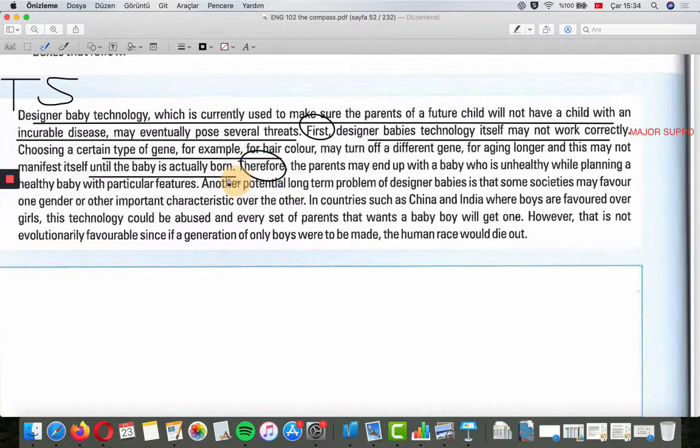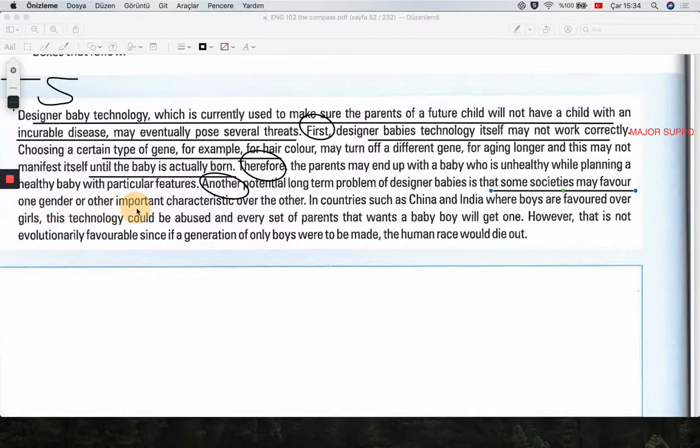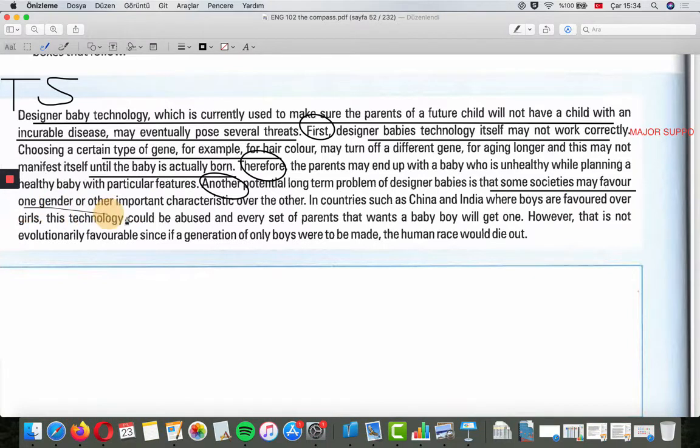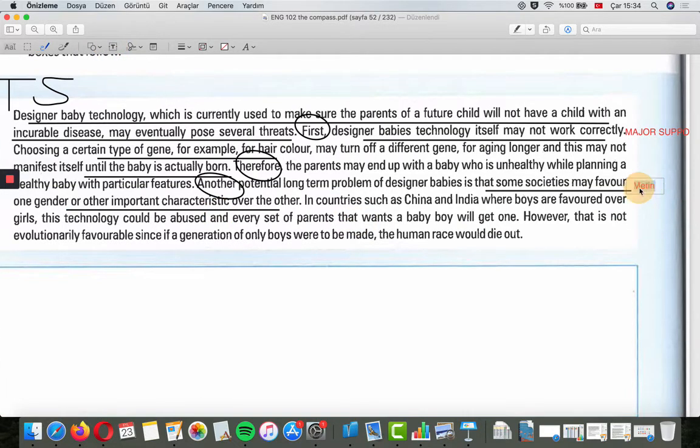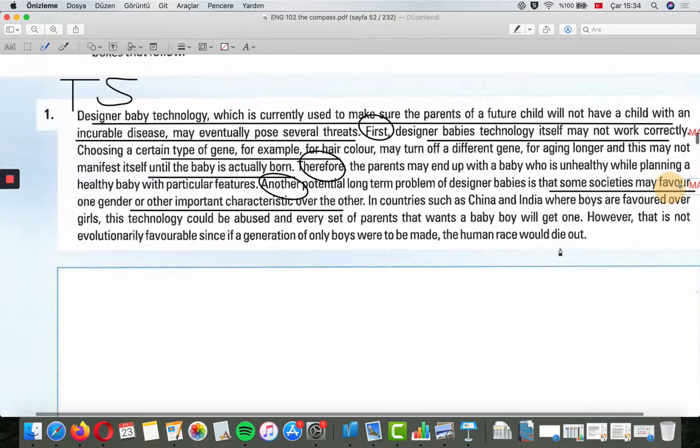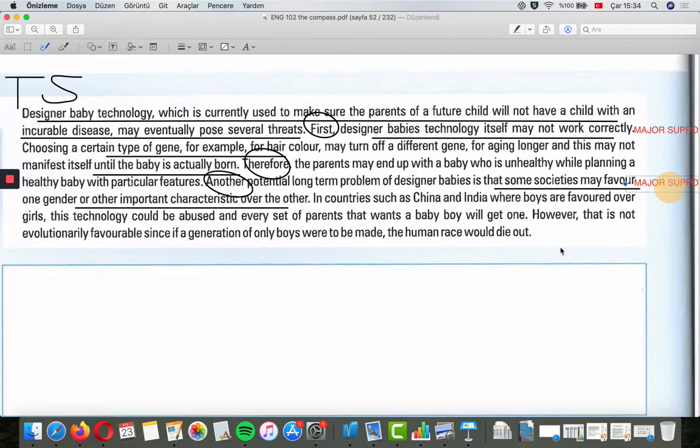Then it says, another potential long-term problem is that some societies may favor one gender or other important characteristics over the other. So this is my, as you can guess, major support number 2. Okay, maybe in some cultures people will want to have more girls, or in another culture people will want to have boys. So this is the problem that they are talking about.